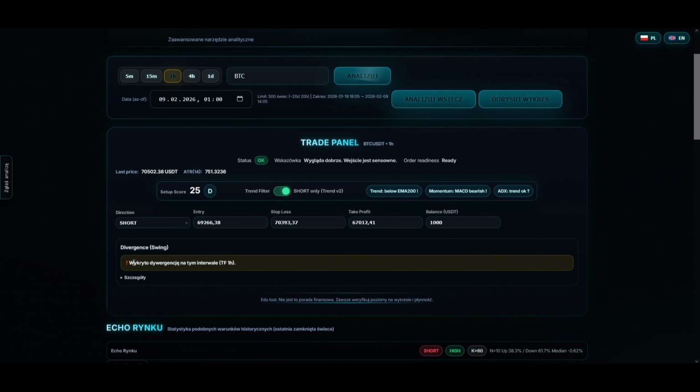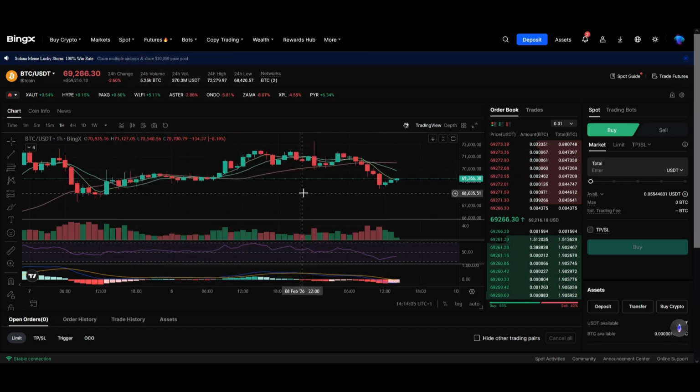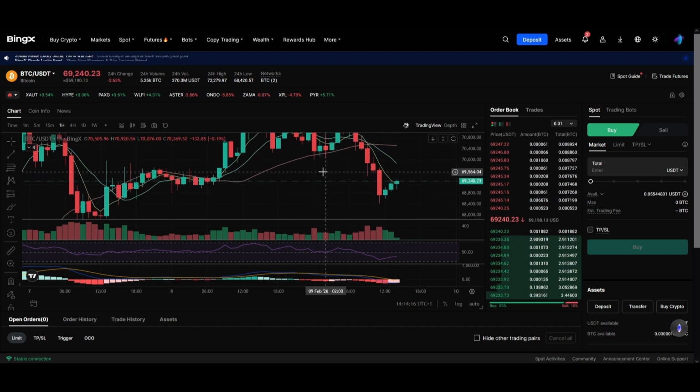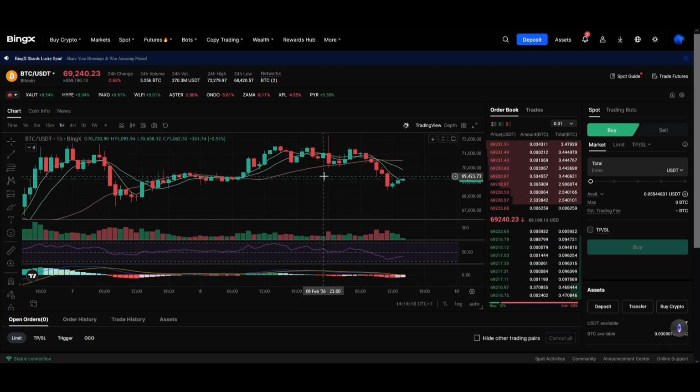And as you can see, a divergence was also detected on this 1 hour interval. If we also take a closer look at this chart, there was another one around that hour as well. The first one, so there was a divergence here. Well, it was a bit different with Bitcoin.